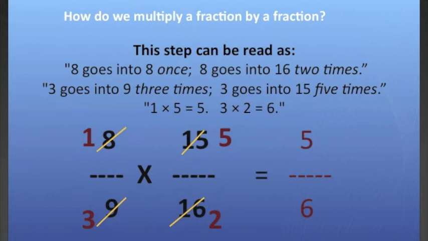With those two simplified fractions, we can now multiply across the numerator as we did in the beginning of this video, and that would be 1 times 5 is 5, and then multiply across the denominator as we did before, and that'd be 3 times 2, which gives us 6, meaning our final answer is 5 over 6.